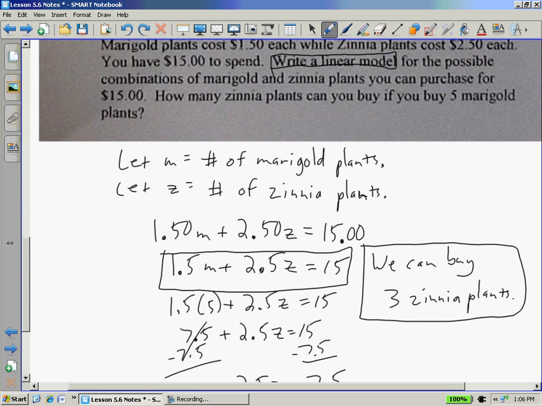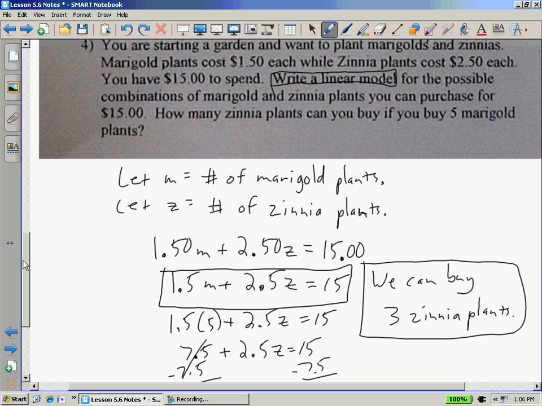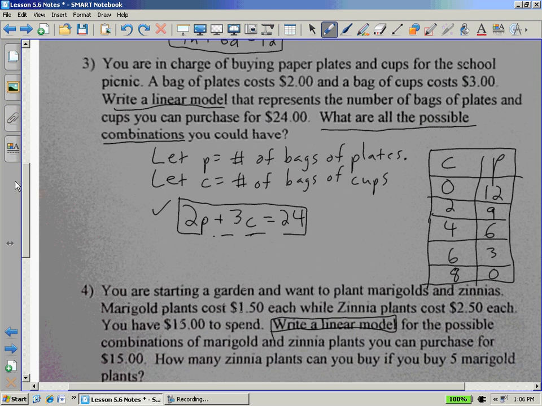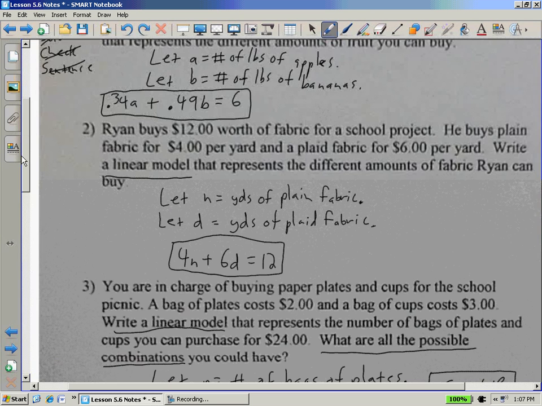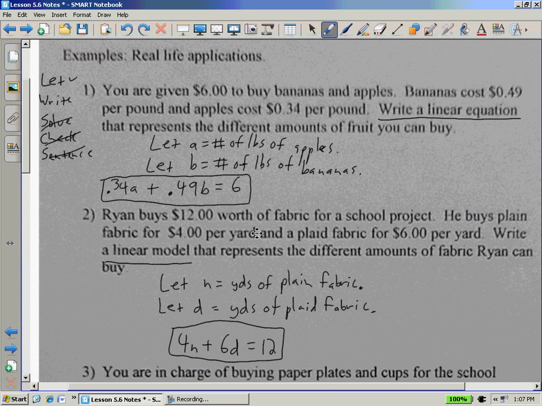So when you're looking at these word problems, it's very important to answer their question. They didn't want to know all the possible combinations. They just wanted to know how many zinnia plants. And in this one, again, they weren't looking for a specific one. They looked for all the possible combinations. Now, in these two, they weren't asking for anything more than the linear equation. And they didn't specify that it had to be in standard form, so you could leave them with a decimal here, with a common factor there.